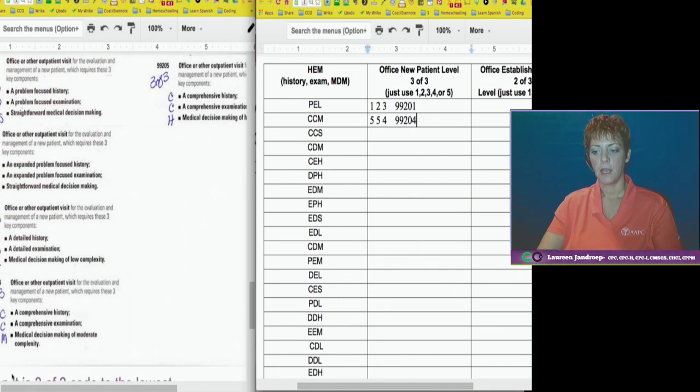Okay? Now, a CCS, not to be confused with the credential, is going to be a 5, 5. And the S, because it shows up on level 1 and level 2, we're going to give it a level 2. Okay, we give the doctor the highest credit for what he or she did. So 99202 is the answer for that. So hopefully that's starting to click.